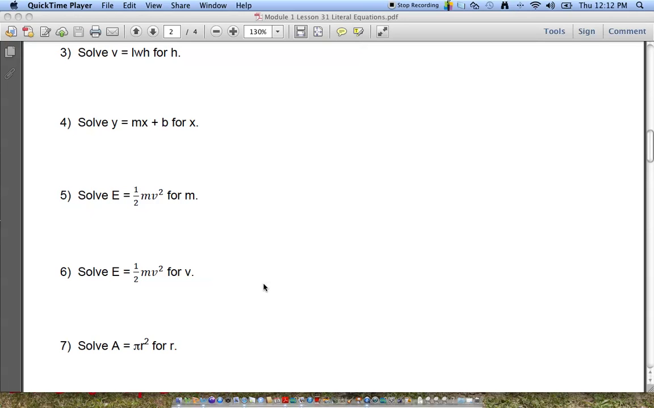This lesson on literal, L-I-T-E-R-A-L, equations is pretty straightforward. It's actually a really easy lesson, but when you first look at it, you're like, what the heck? I don't get it. Let me just come over here for a minute and ask everybody, somewhere on your paper, you can do it on the right side like me, solve that equation.